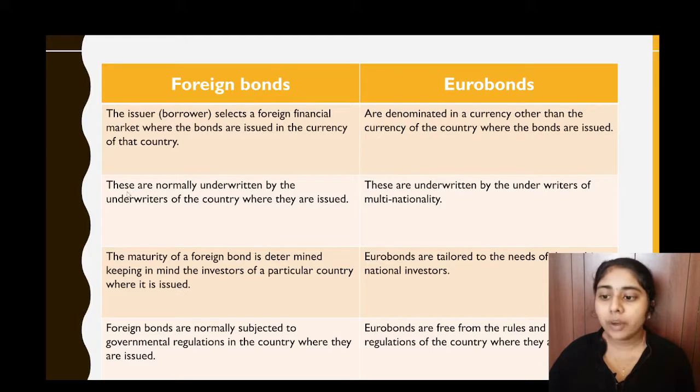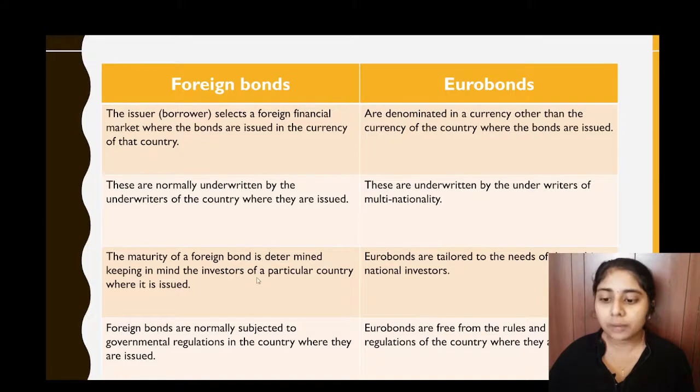Foreign bonds are normally underwritten by the underwriters of the country where they are issued, and Eurobonds are underwritten by underwriters of multiple nationalities. For foreign bonds, the maturity is determined keeping in mind the investors of the particular country where it is issued, but Eurobonds are tailored to the needs of multinational investors.